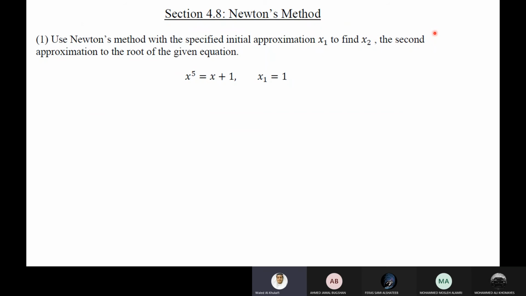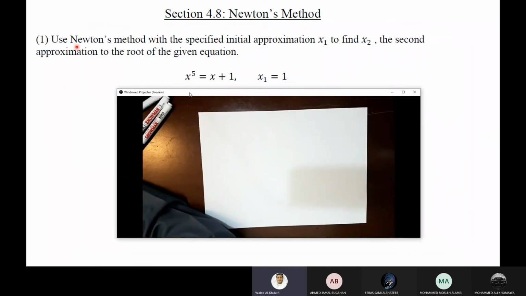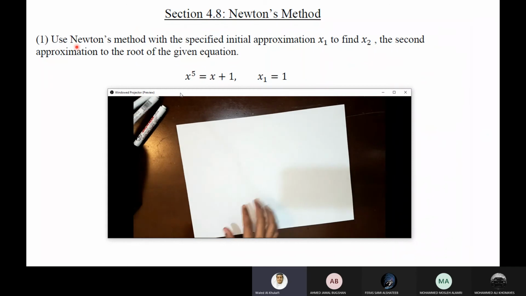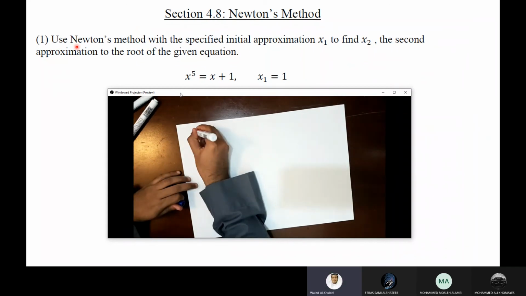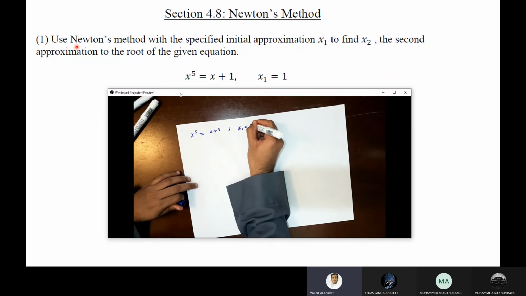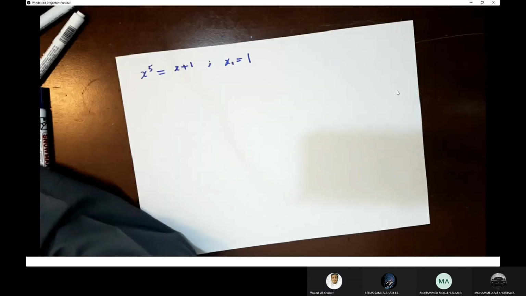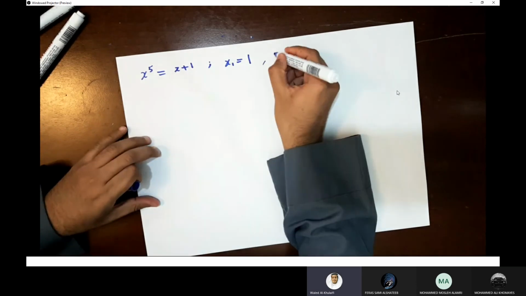Let's take this away. Now he said: use Newton's method with the specified initial approximation x1 to find x2, the second approximation to the root of the given equation. So he gave you an equation. Let me minimize it a little bit, so at least we write the main information. Here he told you that x to the power 5 equals x plus 1, such that x1 is equal to 1. He said find x2, only find x2.